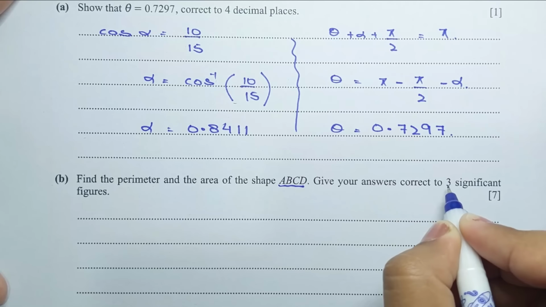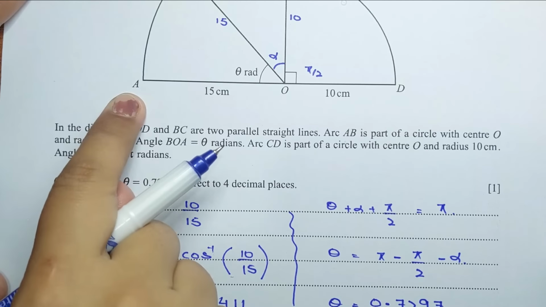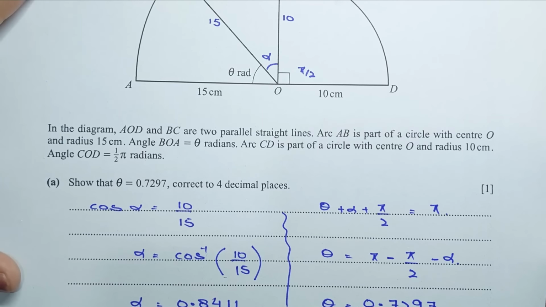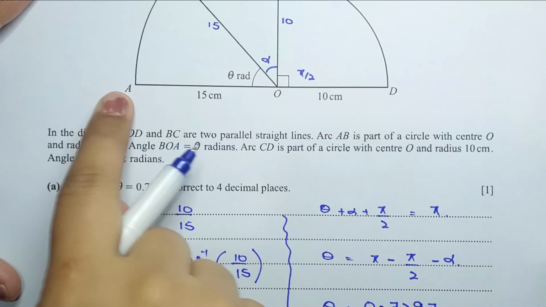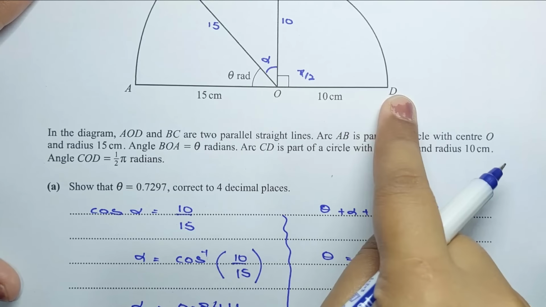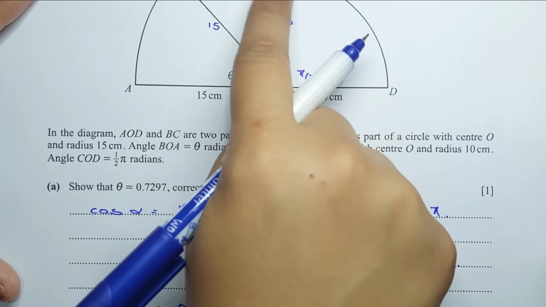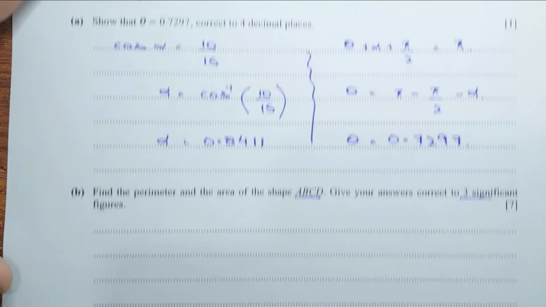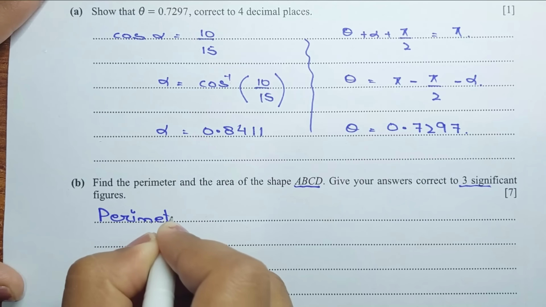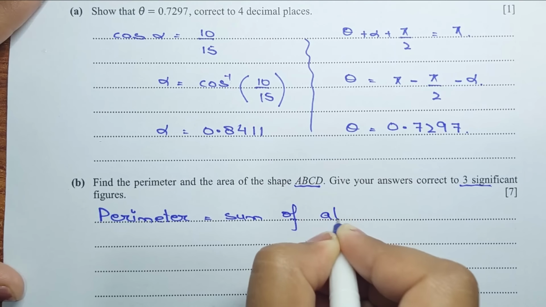Now moving to part B, find the perimeter and the area of the shape ABCD. Give your answer correct to 3 significant figures. We have to find the perimeter and the area for the shape A, B, C and D. So the perimeter of the shape ABCD is basically the sum of all sides, right? This side is 15, this side is 10, so the whole side would be 25. We have to find this side and this side to get the perimeter, right? So the perimeter is the sum of all sides.